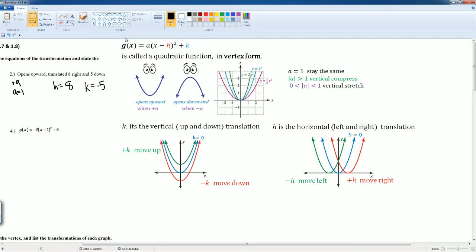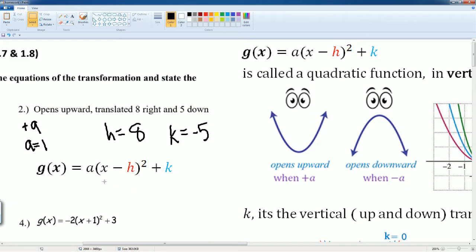Let's just grab our vertex form here. Bring it in here. And then we can now make that substitution. So a was our 1. Let me just make this a little bit bigger for that 8. So h is now replaced by that 8. And your k is now replaced by negative 5. All right, we don't ever write plus negative 5. We can just write it as just minus 5. So it looks like this in the end.